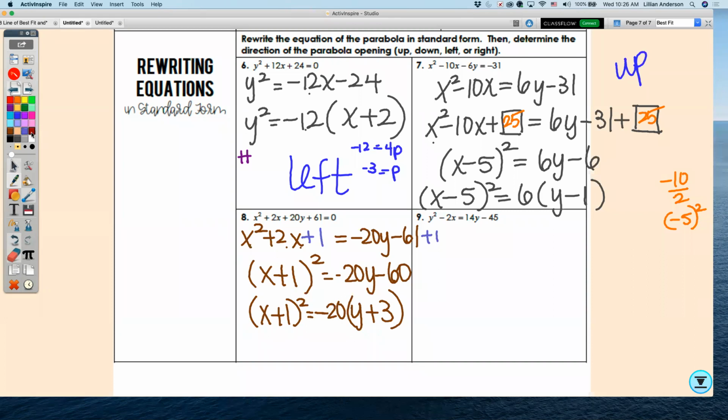Up, down, left, or right? Down, because it is vertical. Somebody online, what would be the vertex of this parabola? -1, -3. Very good. Do number 9.